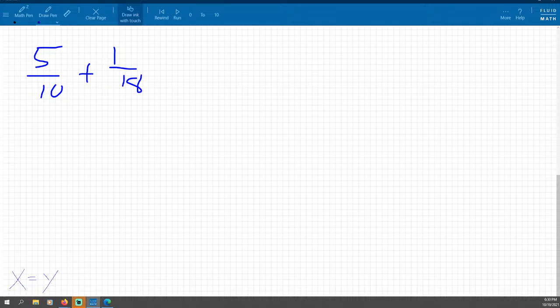So we know 10s are going to be 10, 20, 30, 40, 50, 60, 70. So 18 times 2 is 36. Times 3 is 54, times 4 is 72, times 5 is 90. So that's going to be times 5 and times 9. So 90 is what they have in common. So whatever we're multiplying the denominator by, we have to multiply the numerator by. So that's going to be times 9. This will be times 9.